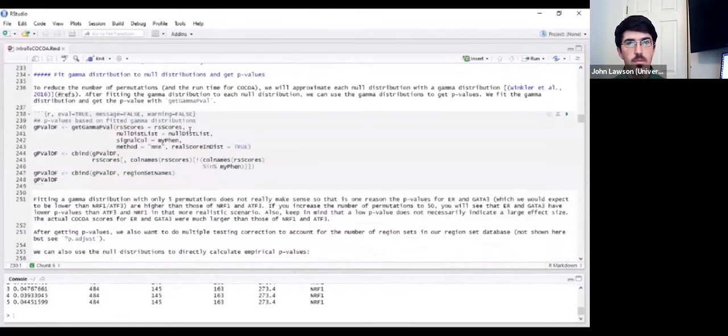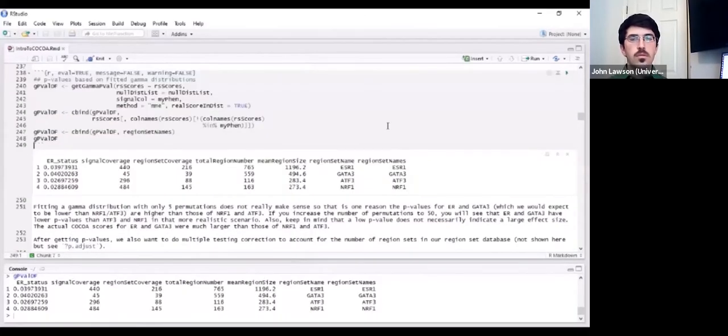So now that we have those 4 null distributions, we are going to approximate the p-values with a gamma distribution. That's just a method, as I mentioned, to not have to do as many permutations. Okay, so you can see here that we have our column ER status. Basically, the name of that column will be whatever the name of your target variable is. And so that has the p-values for each region set. And so in this case, they aren't really meaningful because we only did 5 permutations.